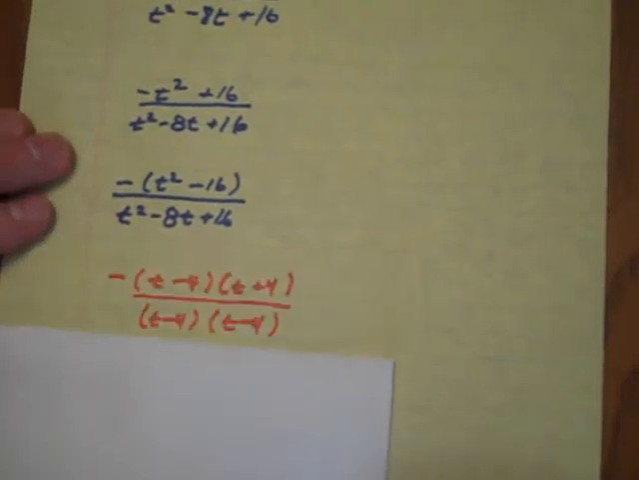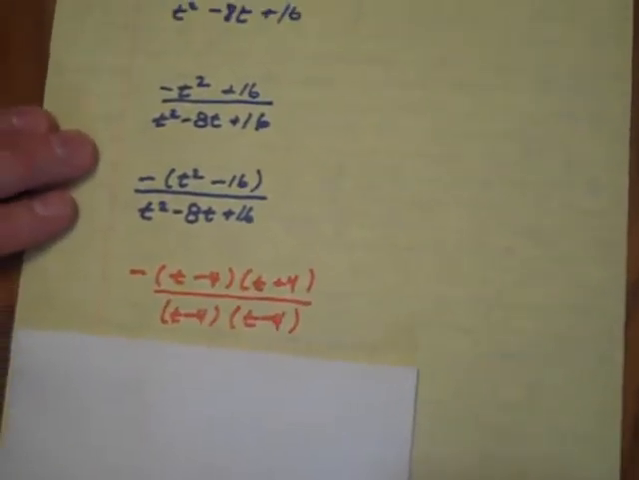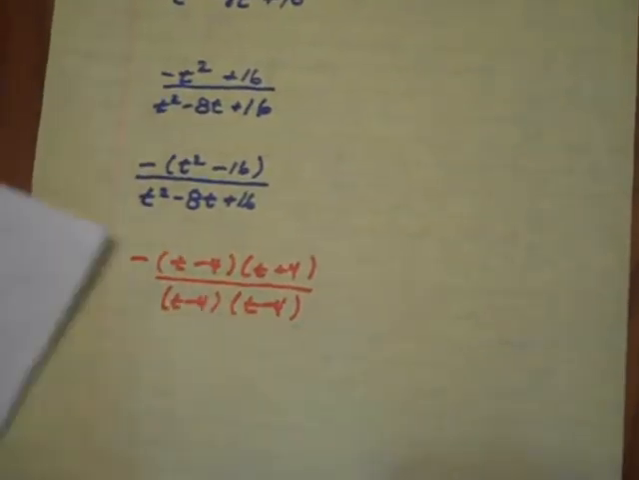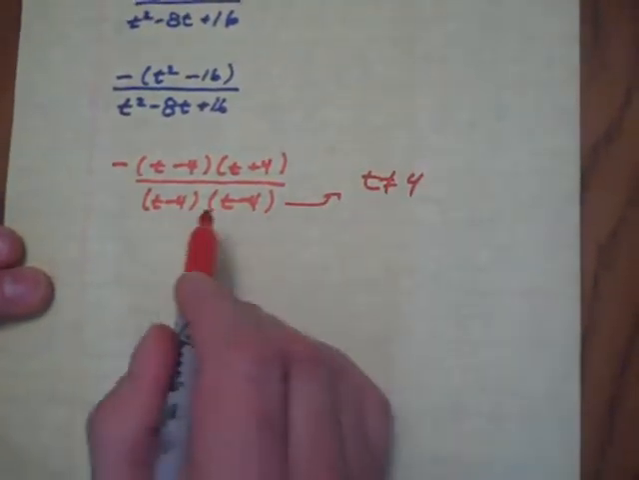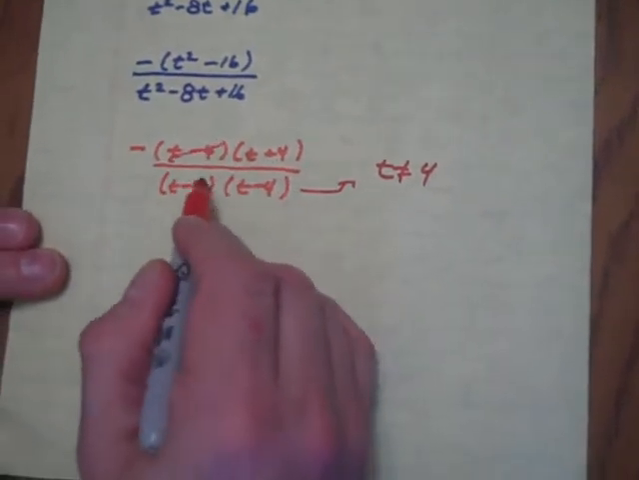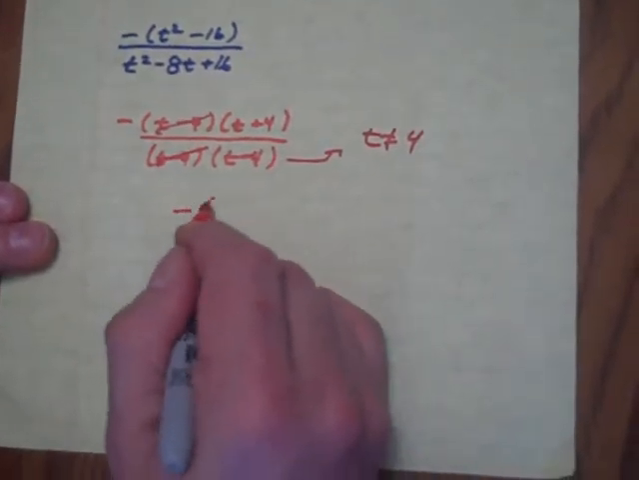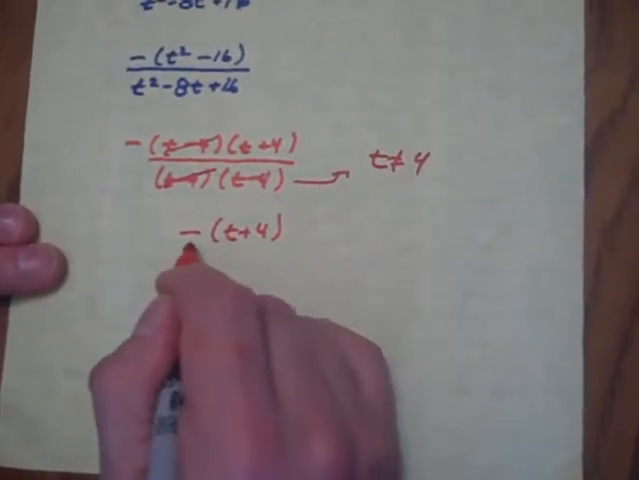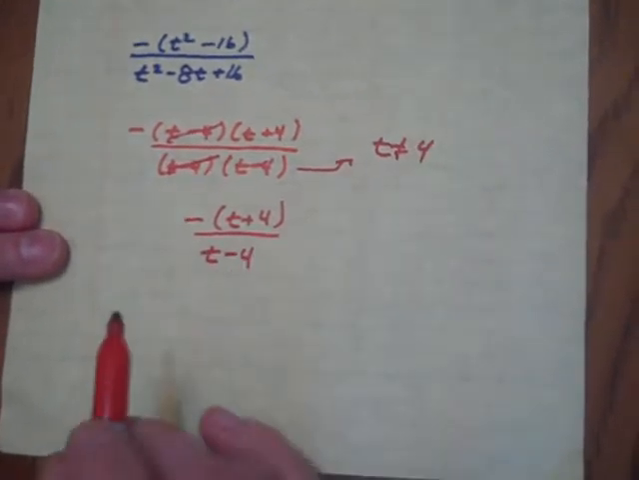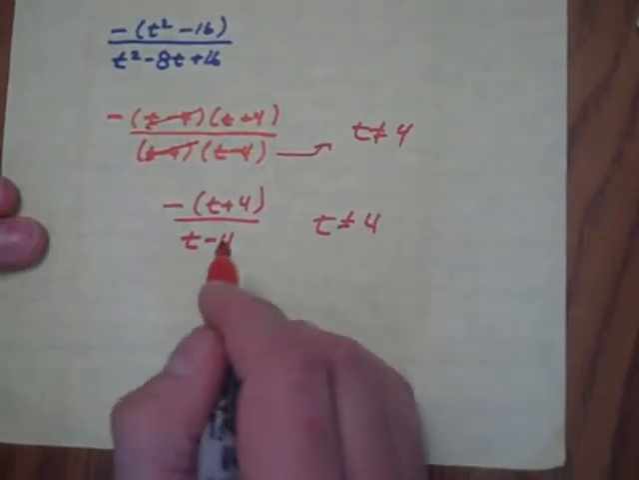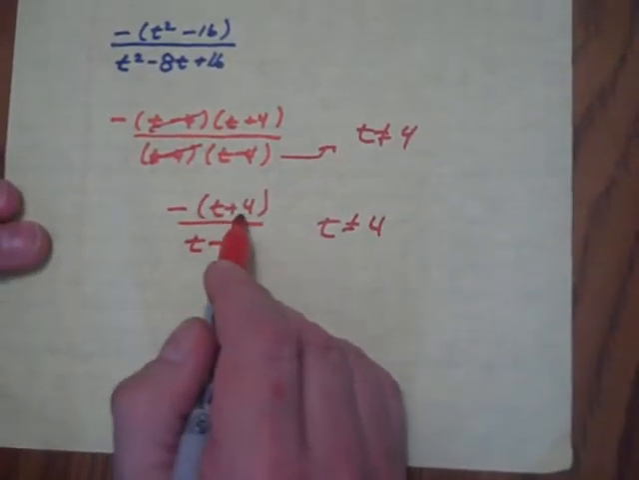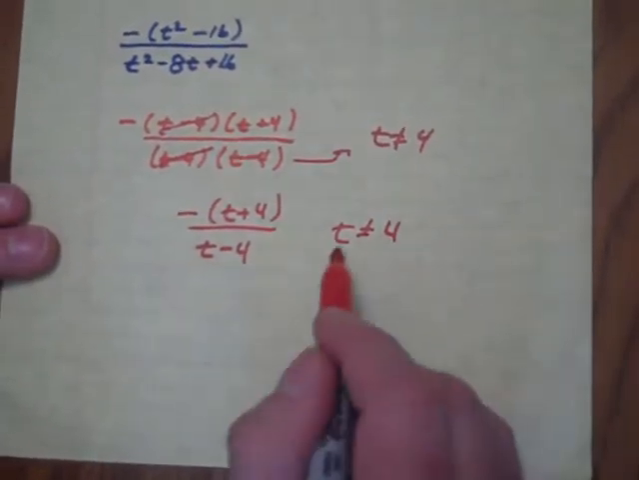So, let's factor it. Boom. And since it's like the last problem, we'll finish it up from here. T cannot be 4. We decide that first. 4 and 4, but I won't write it twice. I'll cancel these, and I'll have negative t plus 4 over t minus 4. Some books will distribute the negative back in. I will not. It's possible that this could be written as negative t minus 4. All right, and we're done.